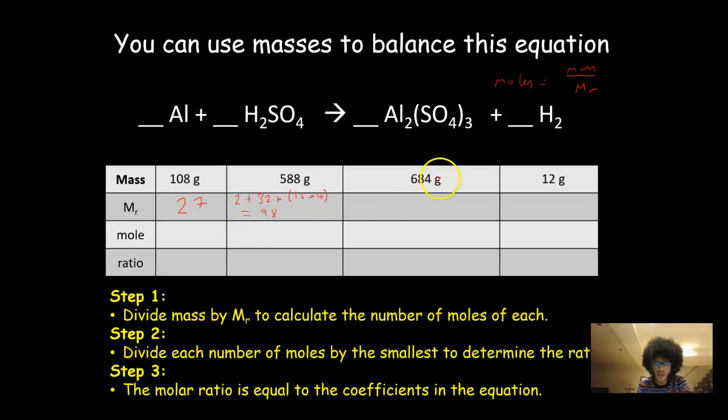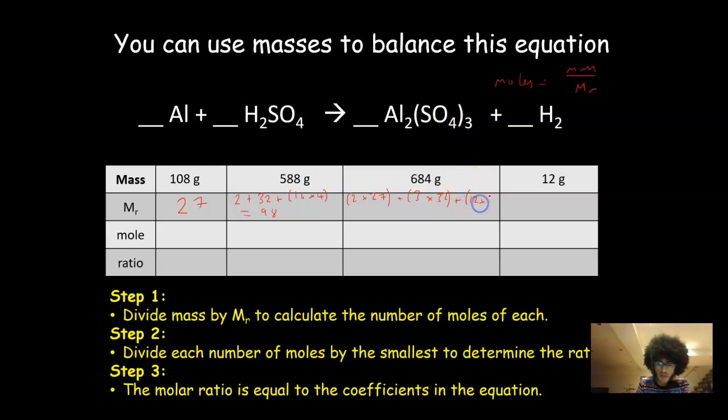I then have to work out the MR for this. Now, this is an absolute beast, so we're going to take this one step at a time. First off, I've got 2 lots of aluminium, which is 2 times 27. I've then got 3 lots of everything in this bracket. Now, if I've got 3 lots of 1 sulfur, that'll be 3 lots of 32. And I've also got 3 lots of 4 lots of oxygen. So 4 times 3 is 12. So I've got 12 lots of 16.